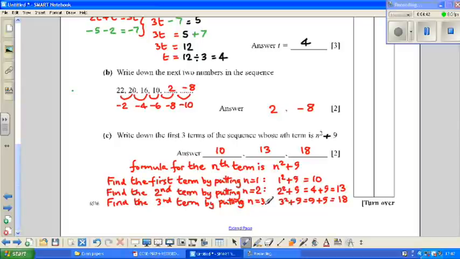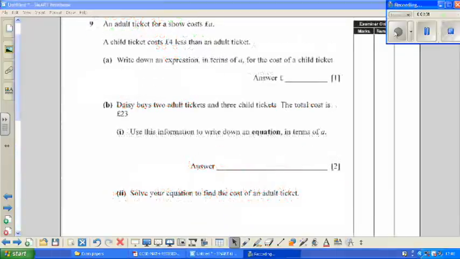Third term, n is equal to 3. So this time n squared is 3 squared plus 9. So 3 squared is 9, add 9 is 18. So our answer then is 10, 13 and 18.